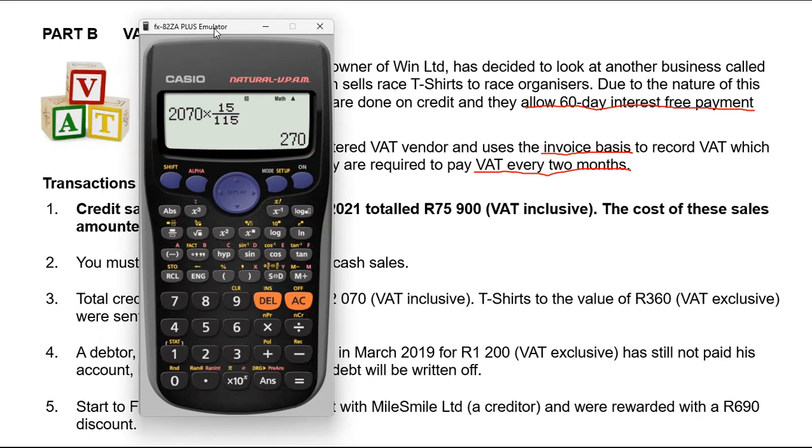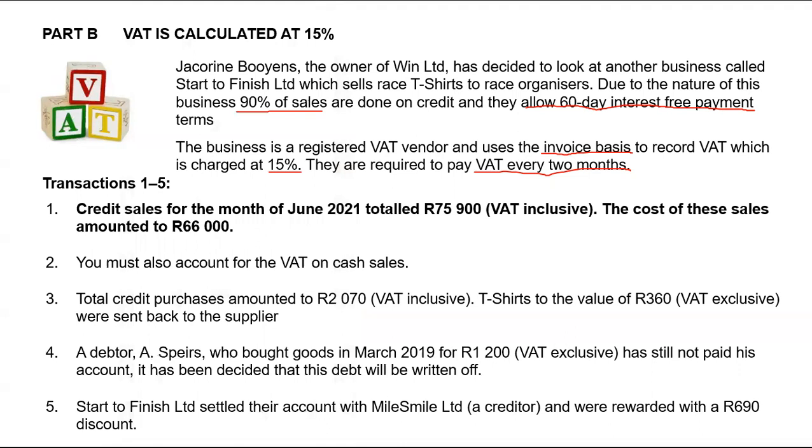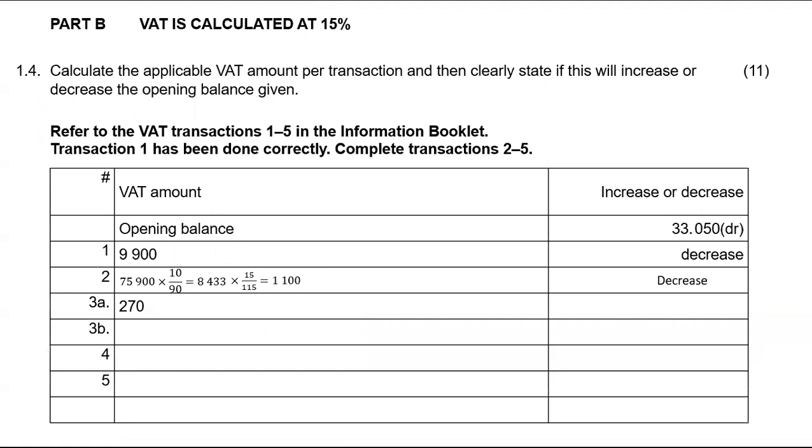They said the T-shirts to the value of 360 VAT exclusive were sent back to the supplier. We'll get to that, but we'll first have to record the first part of that, which is 270. 270 will increase your VAT input. That is why we have 270 there. The only thing that you need to put in is that 270, I don't know why they didn't record it. It increases your VAT input.